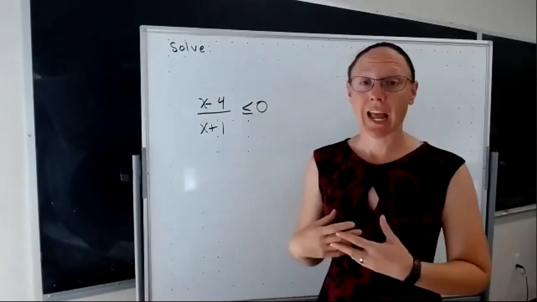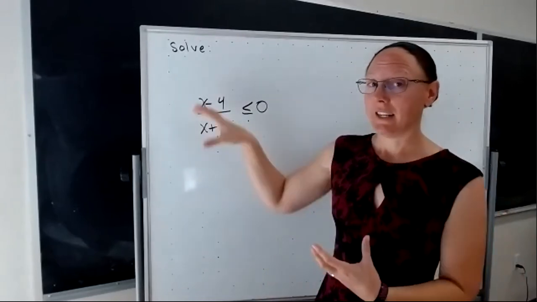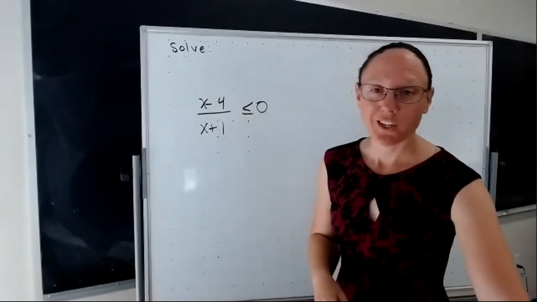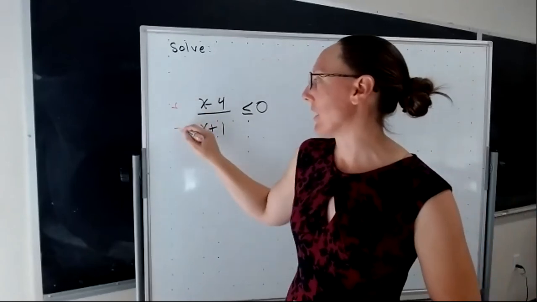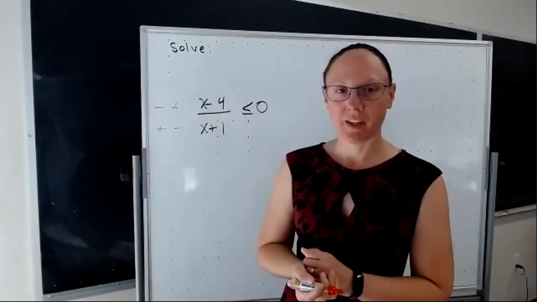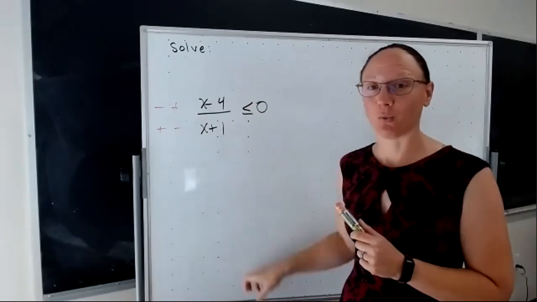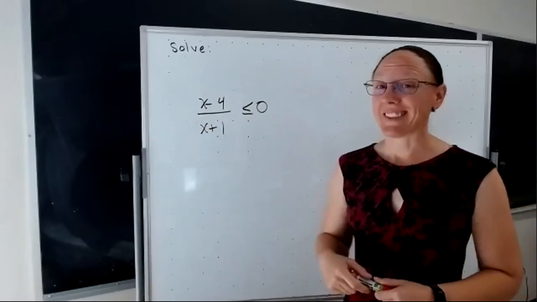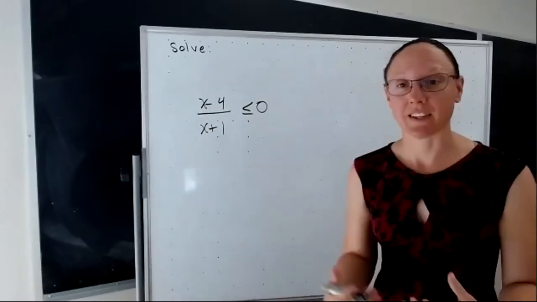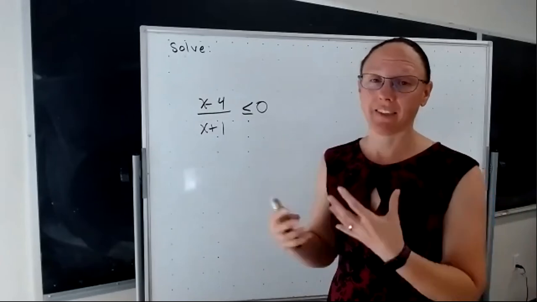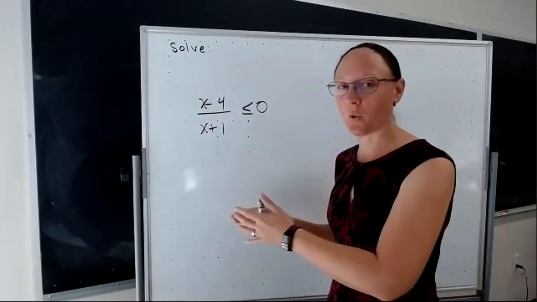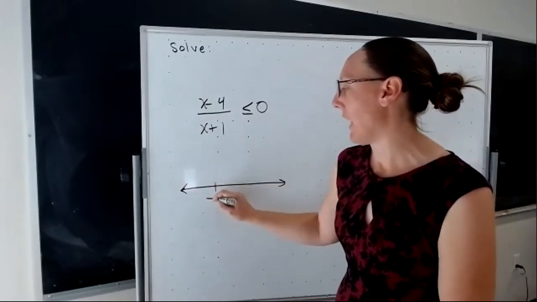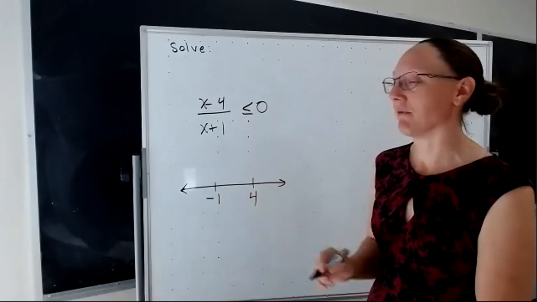same kind of deal. I've got things that are being divided. I need the answer to be negative. So I either need a positive and a negative or a negative and a positive in order to get that division to work out to be overall negative. And we can do it the same way that we did once we had things factored before, which is anything that makes a part of this equal to 0 is going on my number line. My number line would have a -1 and a +4.